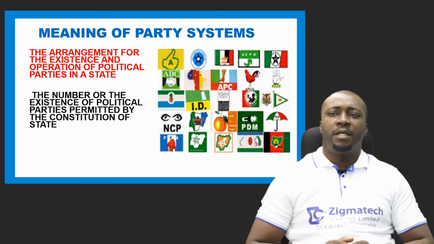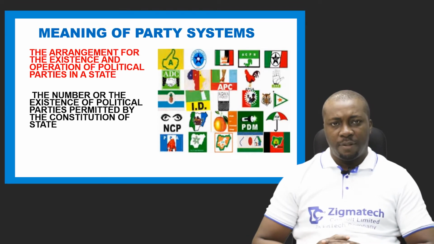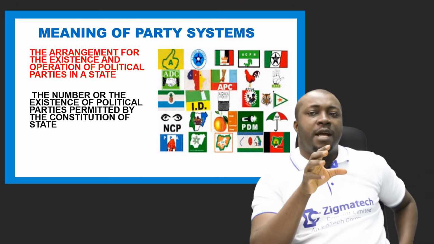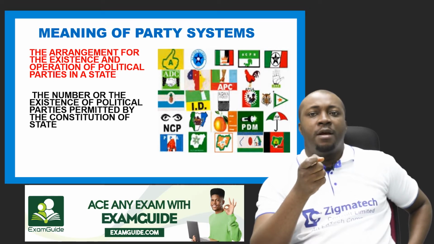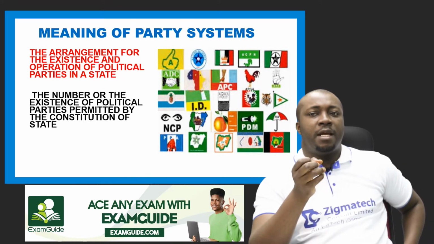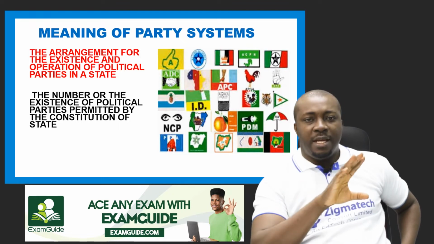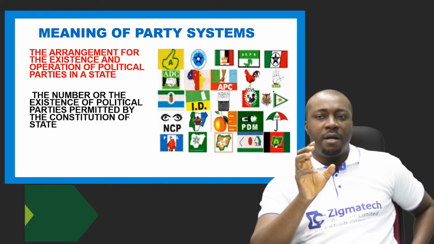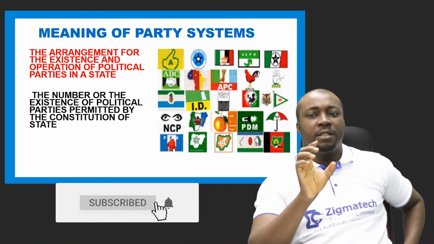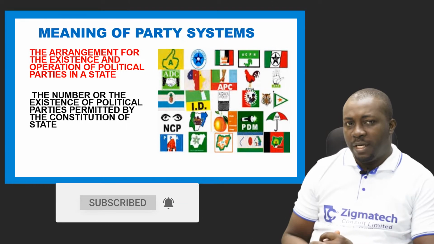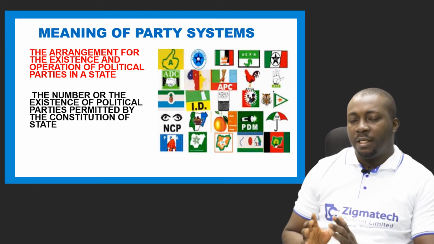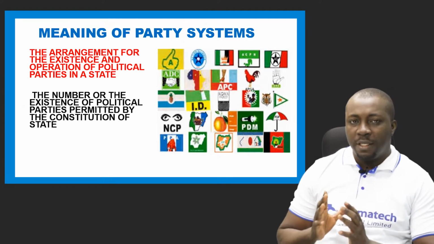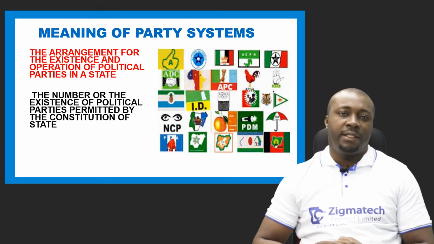Now, what is party system? What we refer to as party system? Party system refers to the arrangement for the existence and operation of political parties in a state or in a political system. We also call it the number or the existence of political parties permitted by the constitution of a state. Now, what we're saying is this has to do with how political parties operate, the number or the existence of political parties in a state.